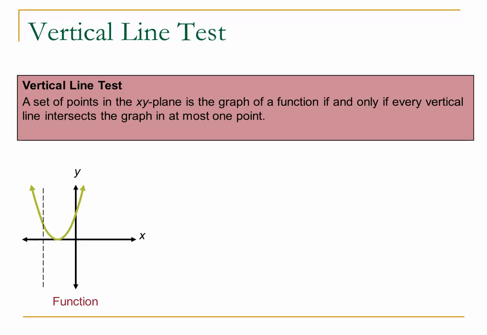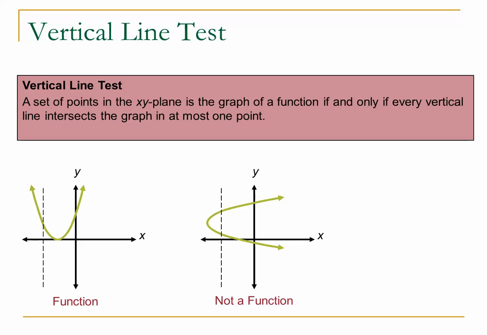So this function you see here, specifically a parabola, a quadratic function, it is indeed a function because a vertical line drawn anywhere through that graph will intersect the graph at most one time. Given a graph like this, it is not a function because you can see that the vertical line hits the parabola two different times. So this is not a function. It is not a one-to-one relationship from the domain to the range.